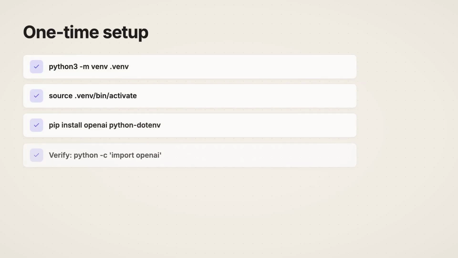4 commands in your terminal. Create a virtual environment so this project's dependencies don't pollute your system Python. Activate it. Install the OpenAI SDK plus python-dotenv for managing secrets. Then verify with a one-liner. If that runs silently, you're ready to write code.